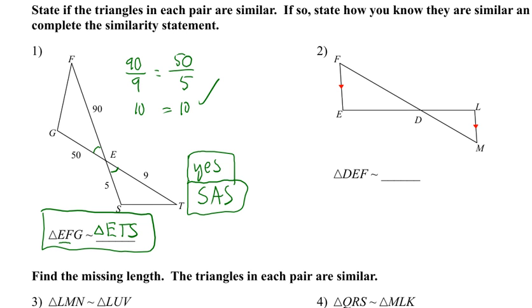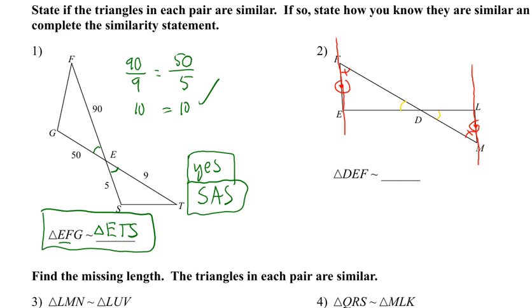All right, number 2, let's see what it's going to be if it's a yes. I have vertical angles. Those are congruent. I also have parallel lines. All right, think about it. This line and this line are parallel. That makes this line a transversal. This angle and this angle are alternate interior angles.